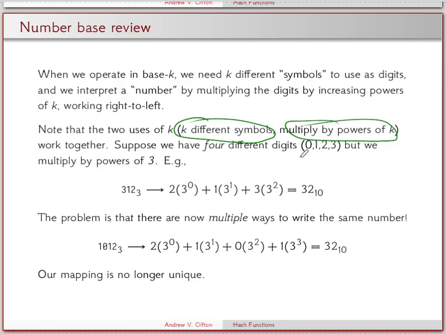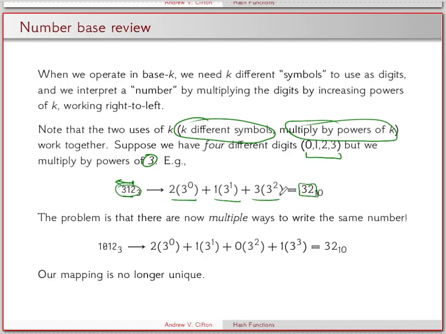Let's see what happens if those things were different. Let's say we have 4 different digits, 0, 1, 2, and 3, but we multiply by powers of 3. So we have 3, 1, 2. We're going to work again from right to left, but instead of multiplying by powers of 4, we're going to multiply by powers of 3. So we do 2 times 3 to the 0, 1 times 3 to the 1, and 3 times 3 squared, so we get a decimal value of 32. So this 312 over here means 32.